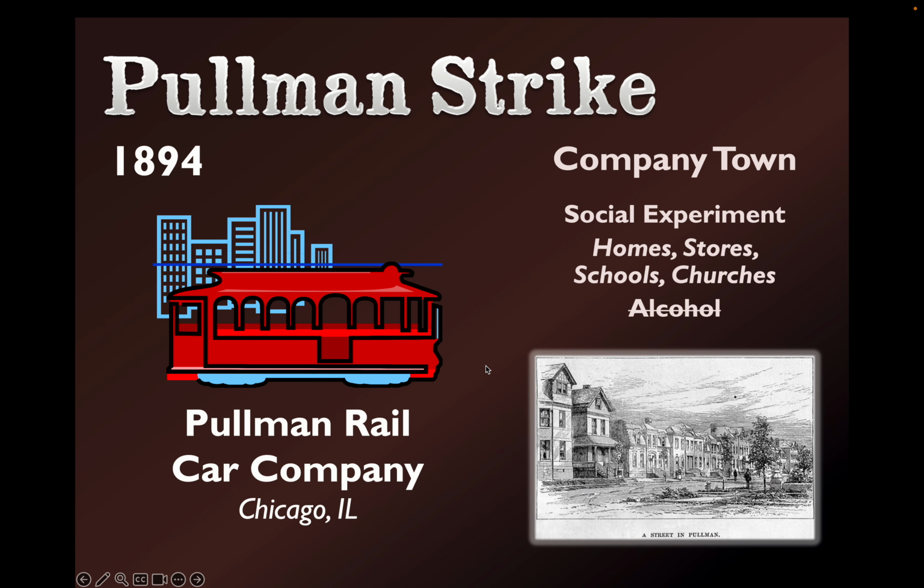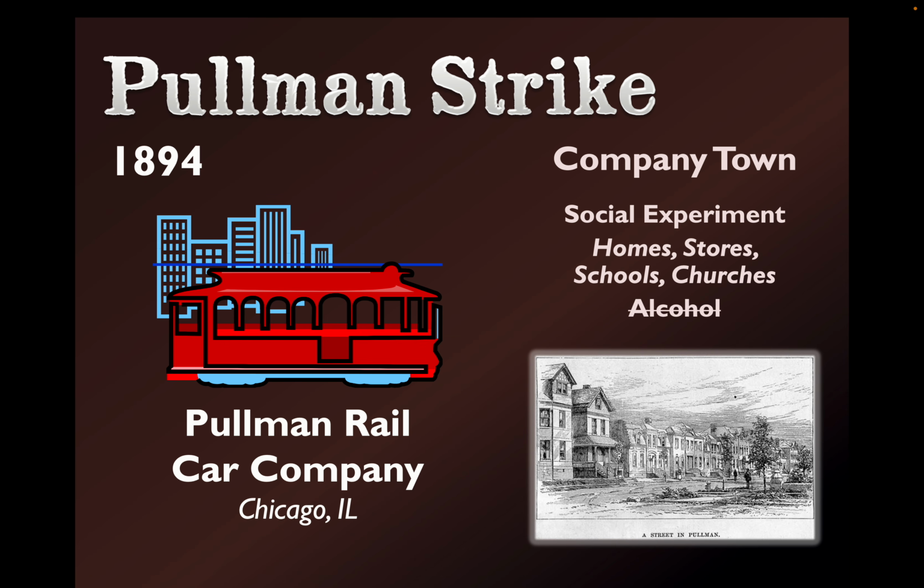So in 1894, there was a company town. What that means is the town was centered around the company. Everything was for the company. It was a kind of a social experiment. The homes were owned by the company. The stores were owned by the company. The schools, the churches, all owned by the company. One of the rules inside that town was that there was no alcohol to be had. The Pullman Railcar Company was the company that owned everything.